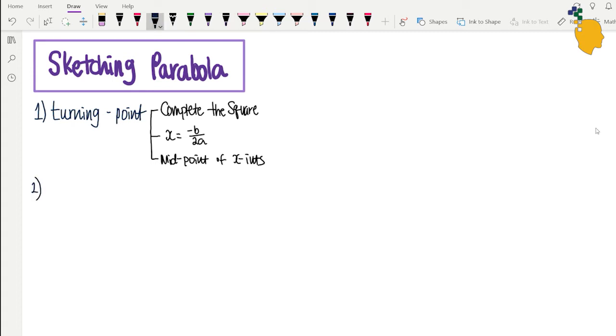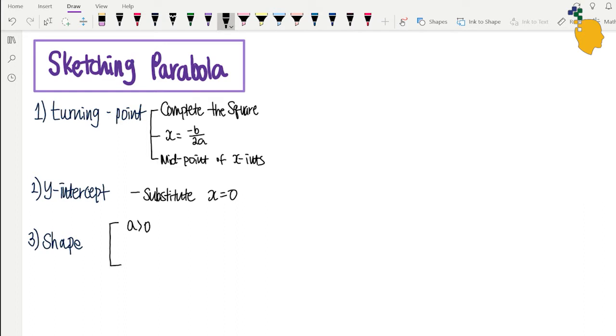The second thing that you have to find is the y-intercept, which is very easy. All you have to do is just substitute x equals 0 into your equation. And the next one is to determine which shape it's going to be. If your a value is positive, it's going to have the smiley face. If your a value is negative, it's going to have the sad face.